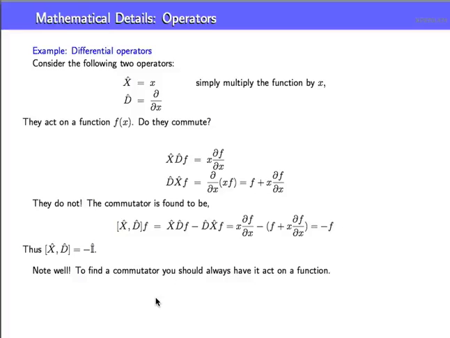So, and again, to find the commutator, you should always have it act on a function, because that's a common mistake in people first learning quantum mechanics. Okay, now let's just talk about some important operators and some notation.